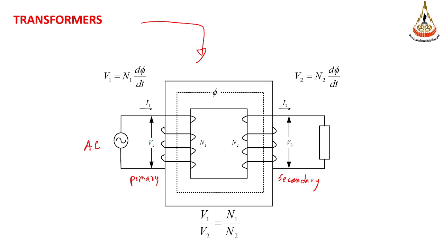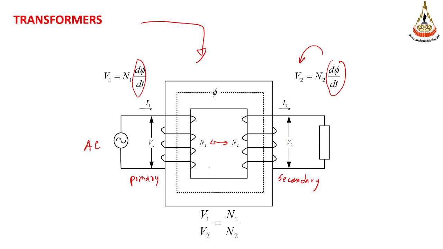This relation comes from the change of flux produced by the primary. V1 is N1 dΦ/dt, and the flux links to the secondary coil and produces V2, which is N2 dΦ/dt. This is the same flux. What we get is V1 divided by V2 equals N1 divided by N2. With this theory, we can step up or step down voltage.